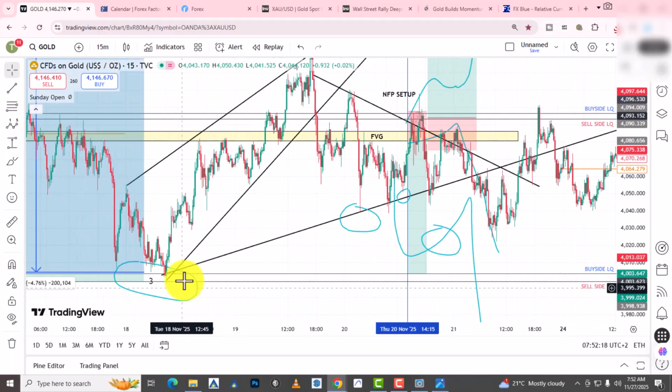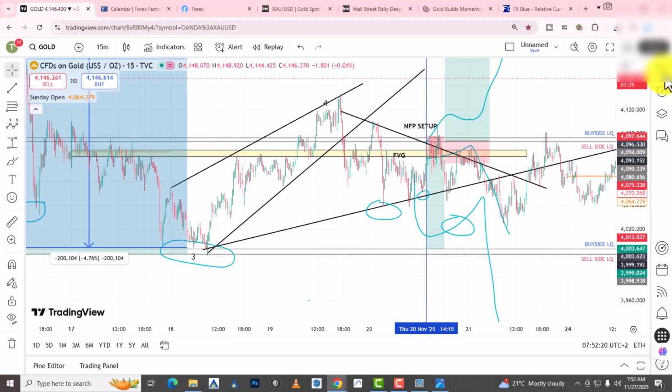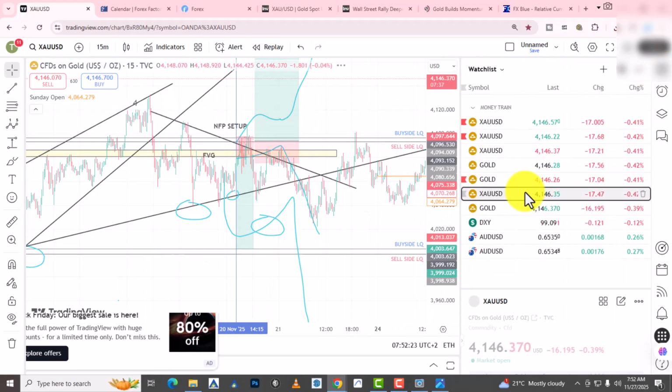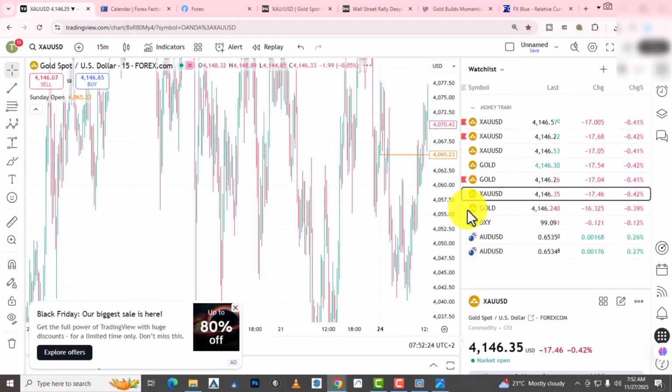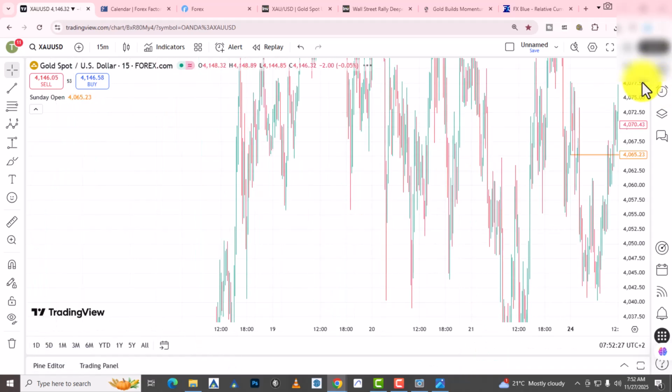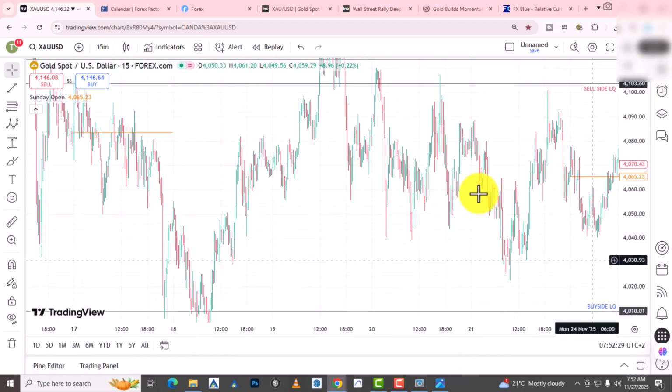But anyway, let me look for a clean chart so we do go together. Yes, I hope this is clean.